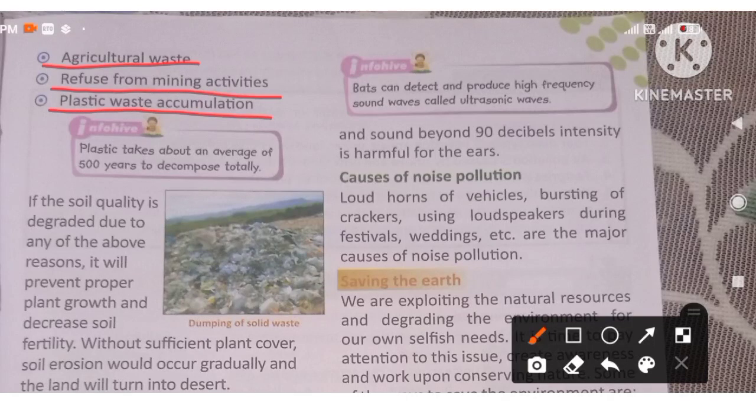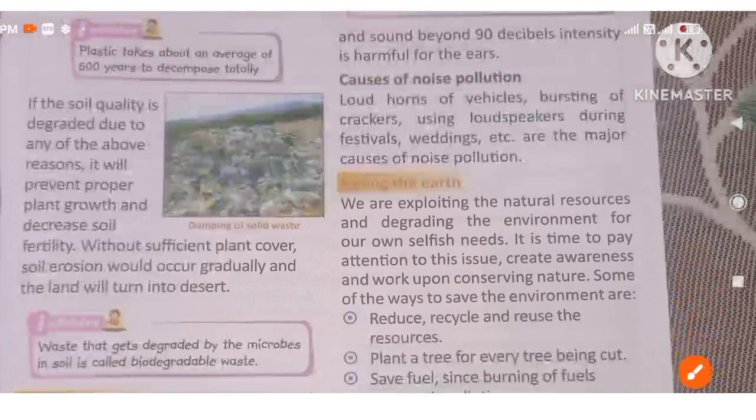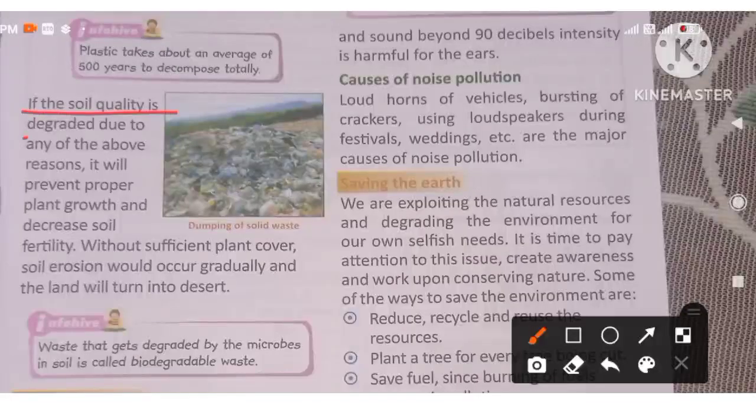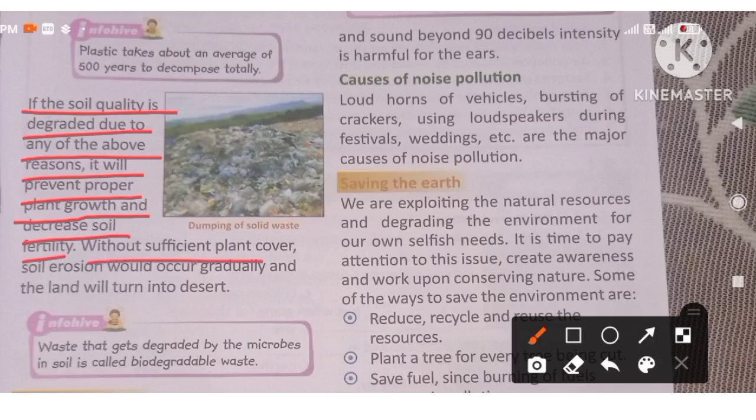Plastic takes an average of 500 years to decompose totally. So we should avoid using plastic in daily needs. Next point: if the soil quality is degraded due to any of the above reasons, it will prevent proper plant growth and decrease soil fertility. Without sufficient plant cover, soil erosion would occur gradually and the land will turn into desert.